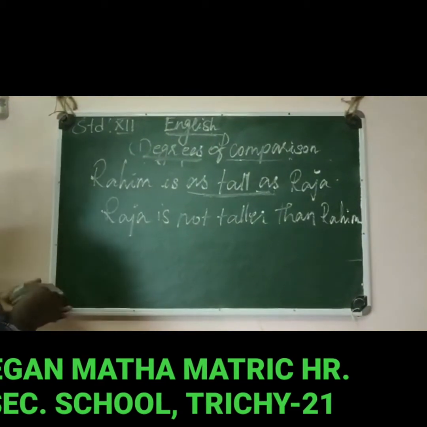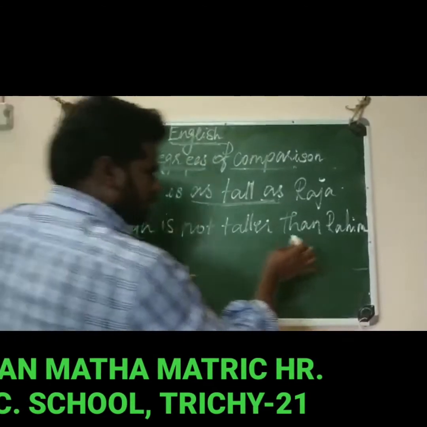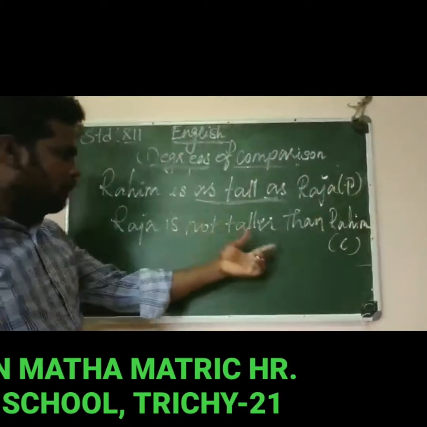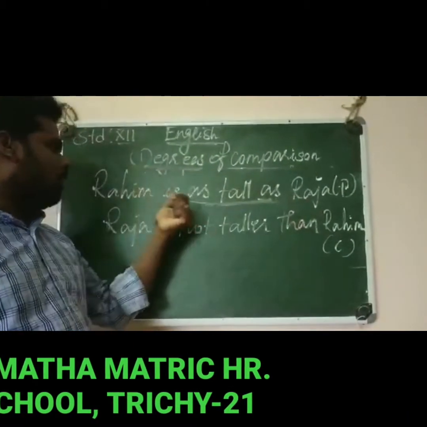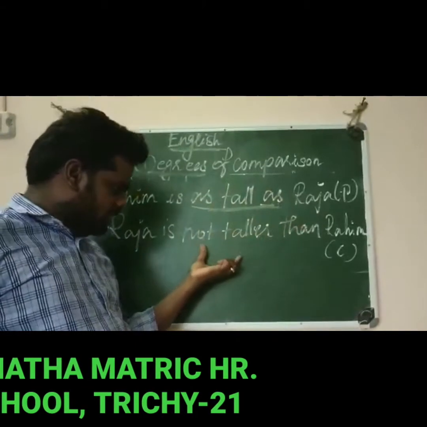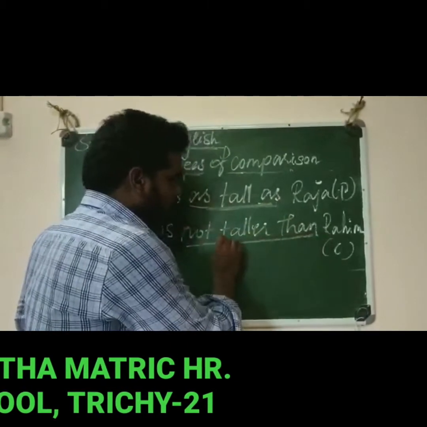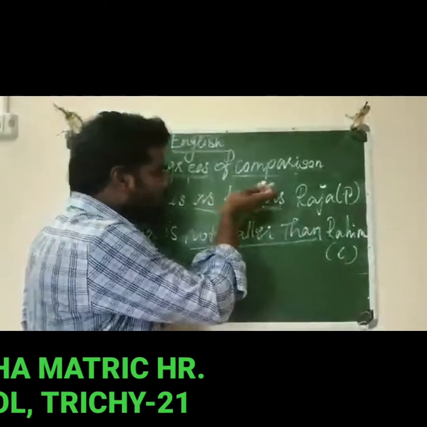This is comparative, this is positive. If we have comparative, when you change into positive, we have to make it: Rahim is as tall as Raja, because this is first type, so not taller than. So this is a rule. What we have learned, we have to apply: as, adjective, as.